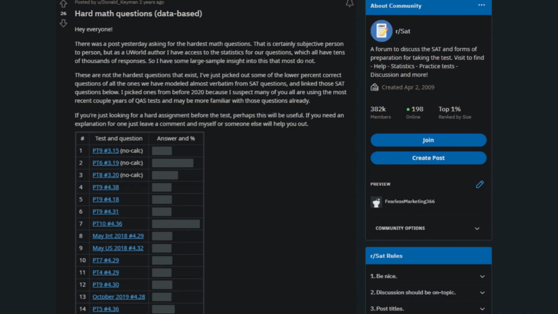Hi everyone, this is Light Blue and Lavender, and today I'll be working on some harder Math SAT questions. All of these questions come from a Reddit post by Donald Keyman, given in the description and also being shown currently. I'll be going over 7 of these questions, and there's going to be an 8th question that I'll be going over in a separate video, which will be explained a little more at the end.